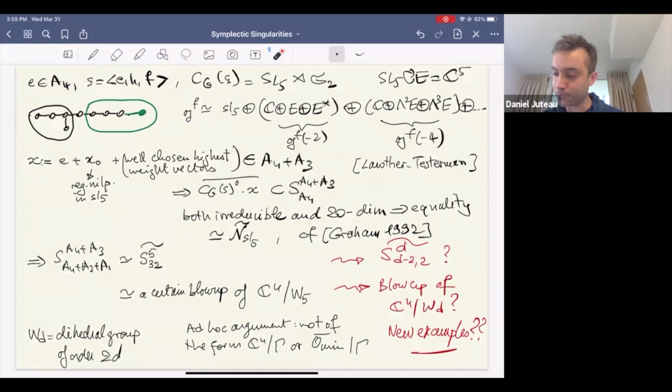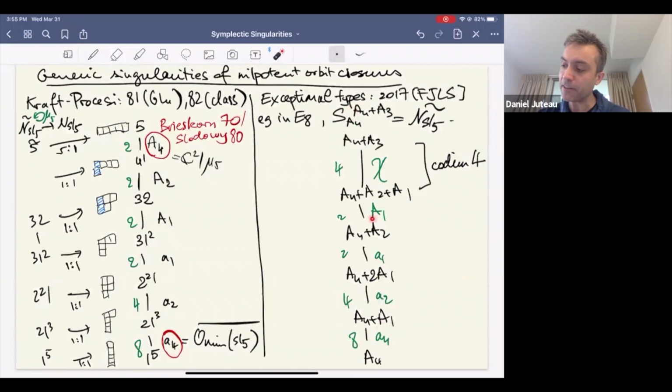First you have equality of this with the slice, and then why is it the cover? There is a general description by Graham of this cover of the nilpotent cone, and basically you have to add to the adjoint representation all minuscule representations. So in type A you have to add all these exterior powers. And so it's by understanding the full 20-dimensional slice that we understood this minimal degeneration in the end.